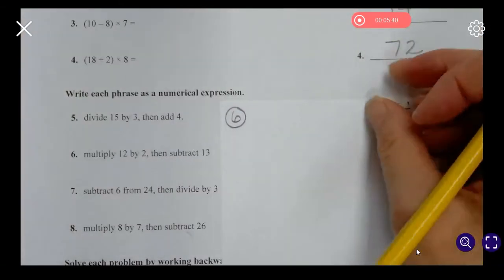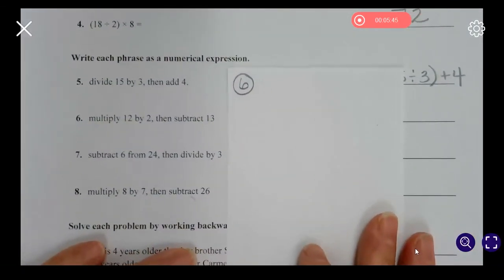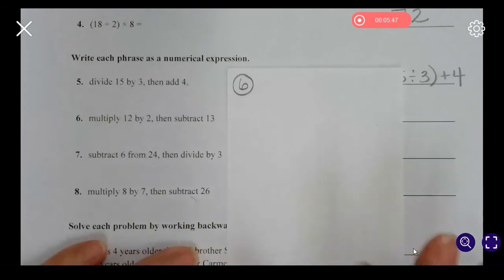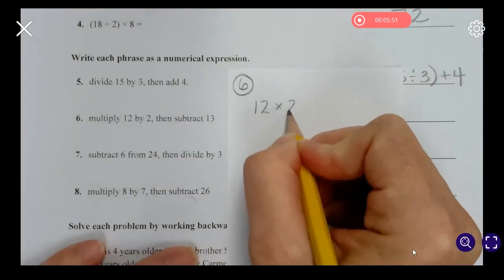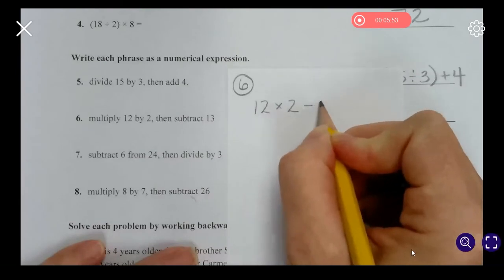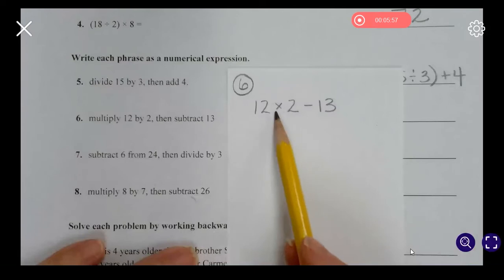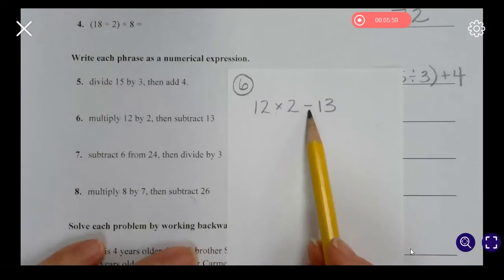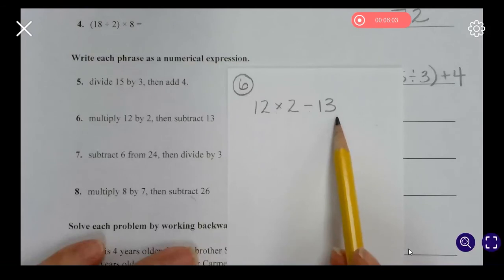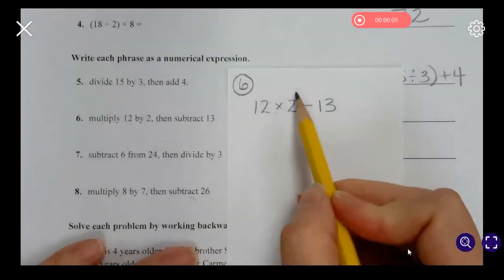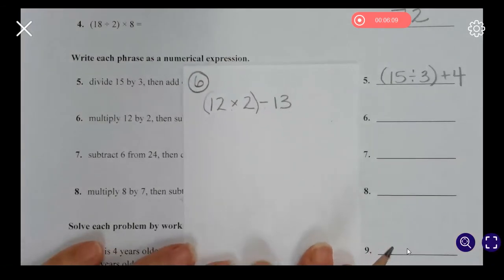Question number 6. Multiply 12 by 2, then subtract 13. In the order of operations, multiplication comes before subtraction, so you can write this problem just as it is written now, or you can include parentheses if you'd like to. So either way would be okay.